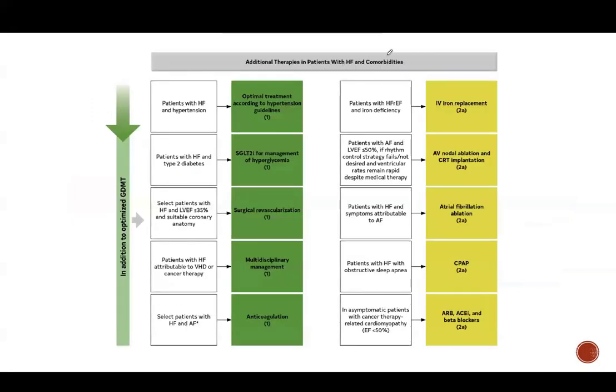Additional therapy in patients with heart failure and comorbidity: you should give IV iron replacement in patients with iron deficiency. Suppose the patient has AF, you should plan for AV nodal ablation. Patients having obstructive sleep apnea should receive CPAP therapy. In patients with heart failure and hypertension, you should treat hypertension as per the guidelines. All patients with diabetes and heart failure should receive SGLT2 inhibitors. If there is suitable coronary anatomy and EF of less than 35%, surgical revascularization has to be done.